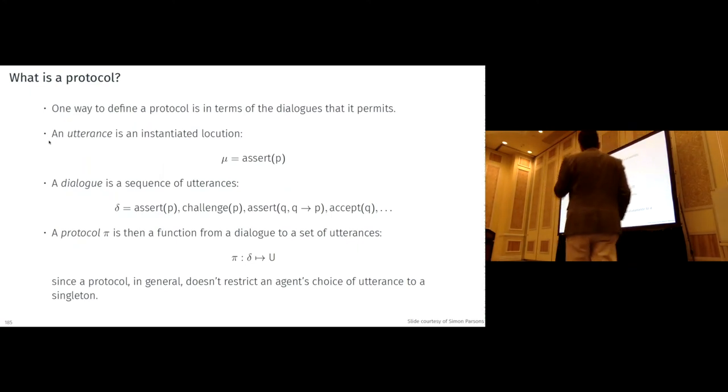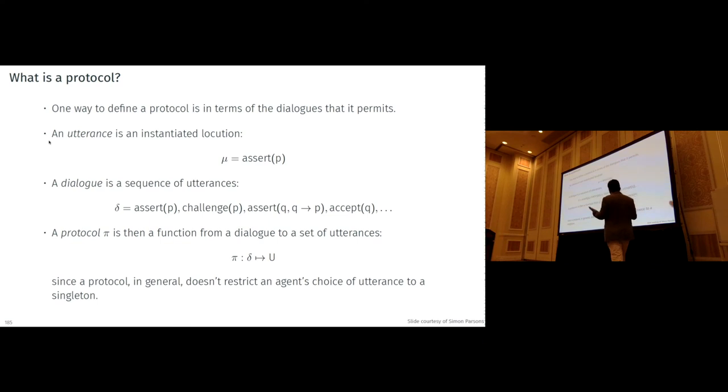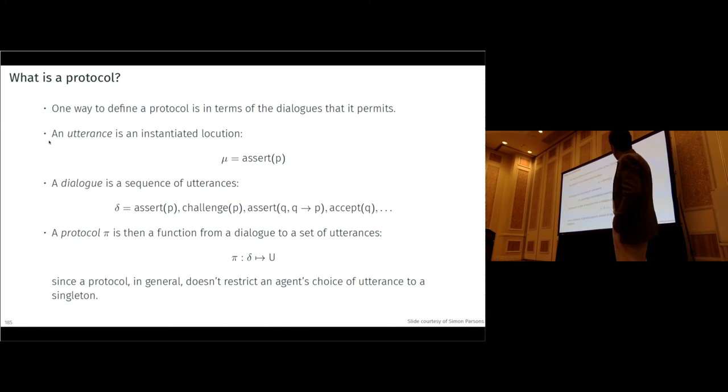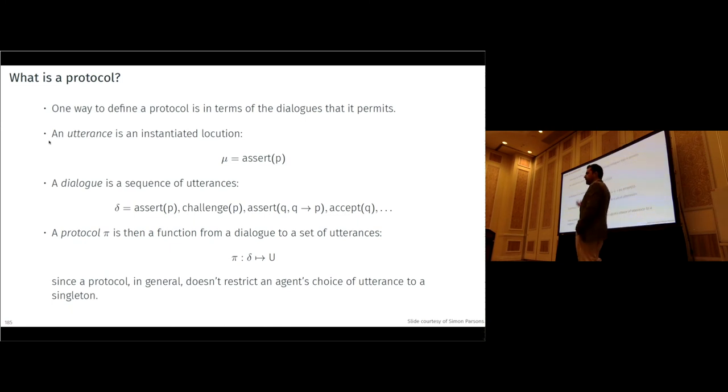So what is a protocol in formal argumentation? It is a way to define a dialogue on the basis of what utterances, what locutions, are allowed and at which time. So a possible locution is, I'm asserting that P is the case. And a dialogue is just a sequence of utterances. So for instance, I can just say assert P, challenge P, assert Q, Q implies P, and then accept Q, and then something else. Therefore, a protocol is given a dialogue, returning a set of utterances.